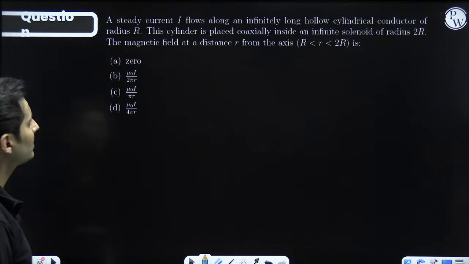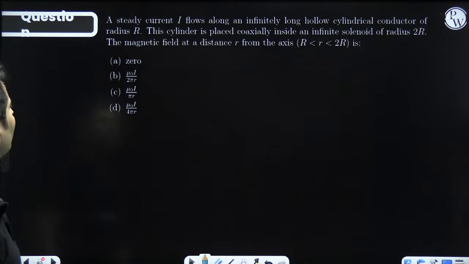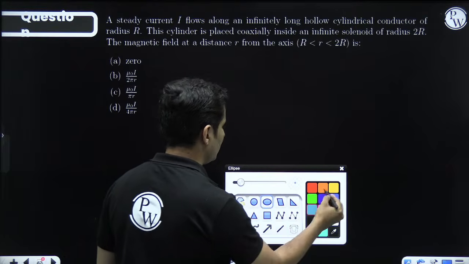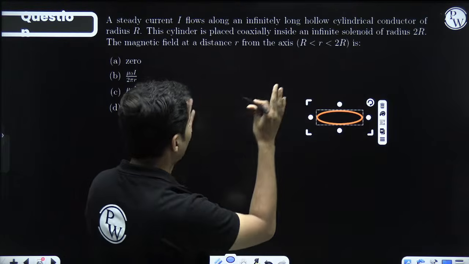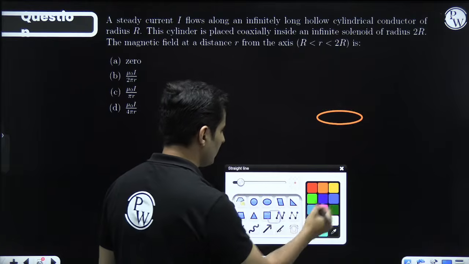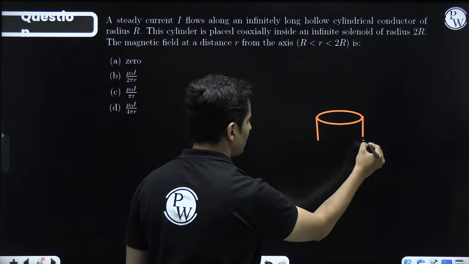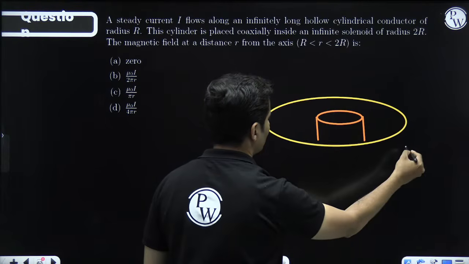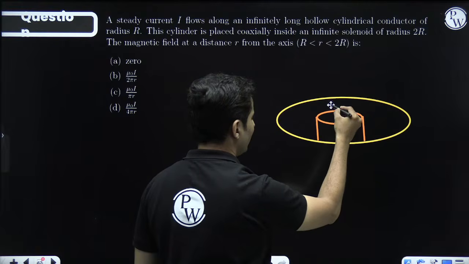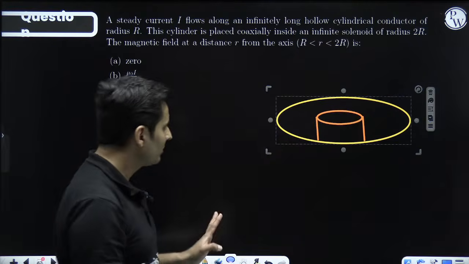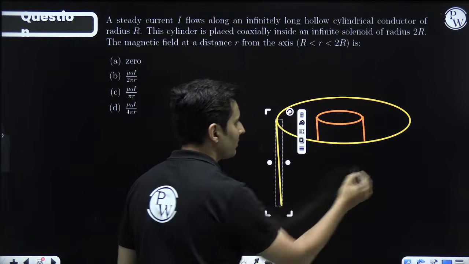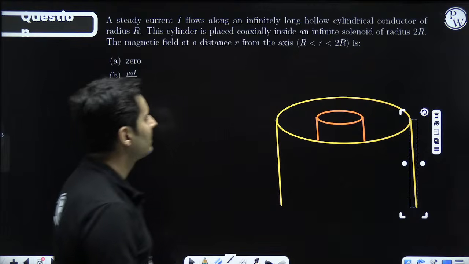Now, for this, magnetic field at a distance r. Actually, I'll tell you how to visualize this question. There is an infinitely long hollow cylindrical conductor. So this is my hollow cylindrical conductor, and there is another solenoid, or hollow. A solenoid is basically a hollow cylinder only. So don't get confused, sir, if you have not learned solenoid. It's nothing but a hollow cylinder only, man. Okay, this is your other cylinder.